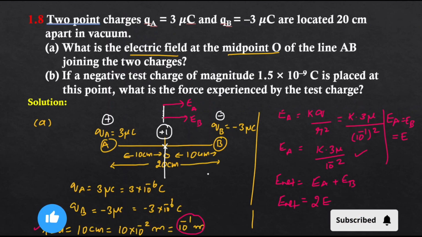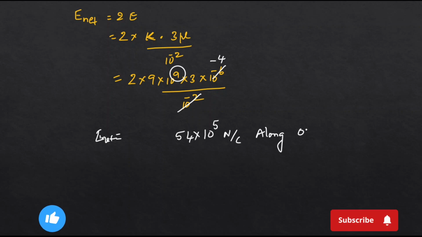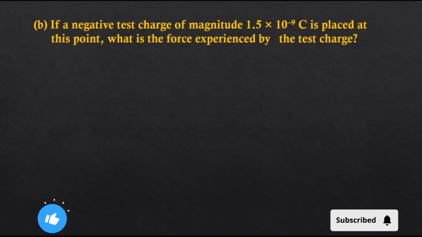Along OB. You can see here the net field is along OB direction. So we can write here: along OB, electric field direction. This is the first question. Now we can move to the second one.